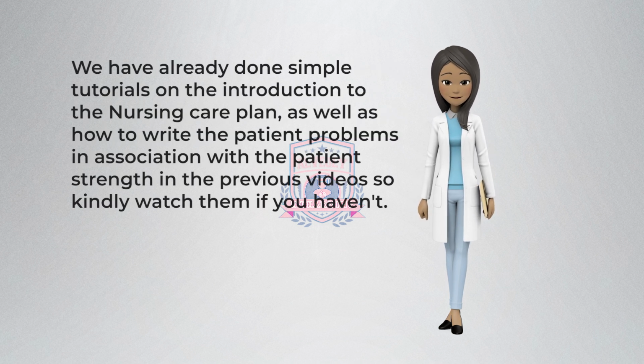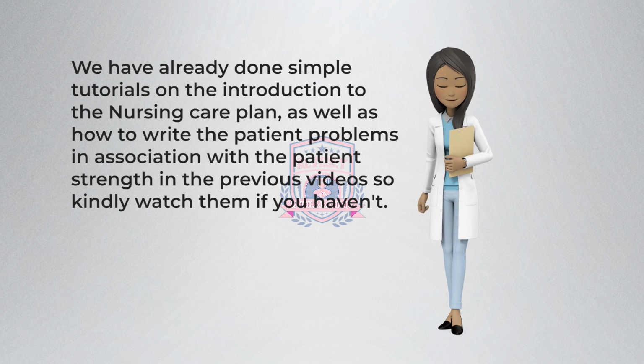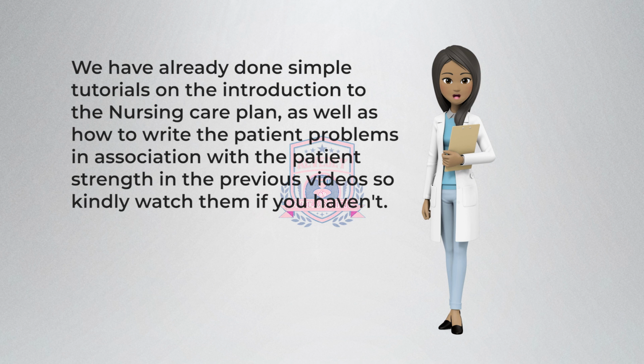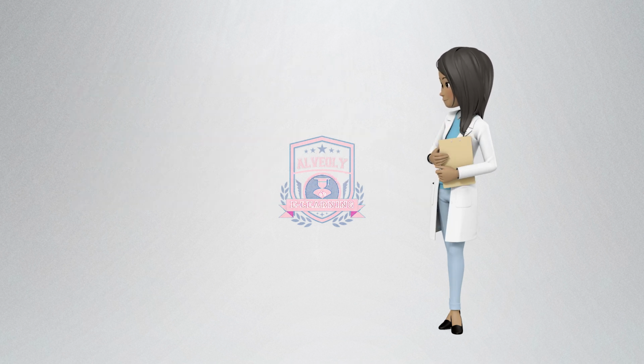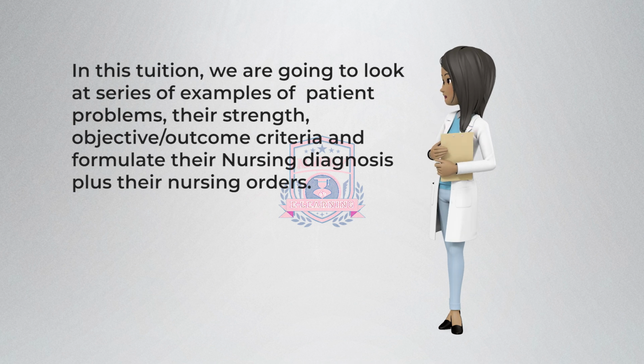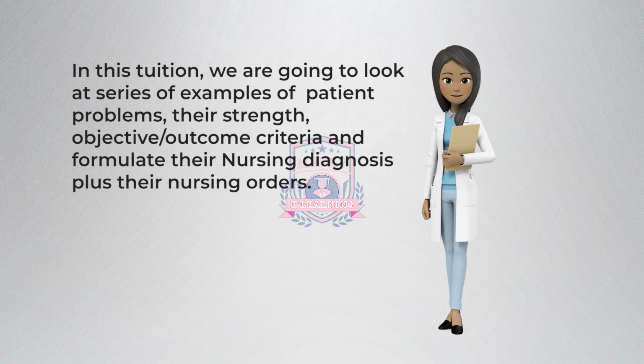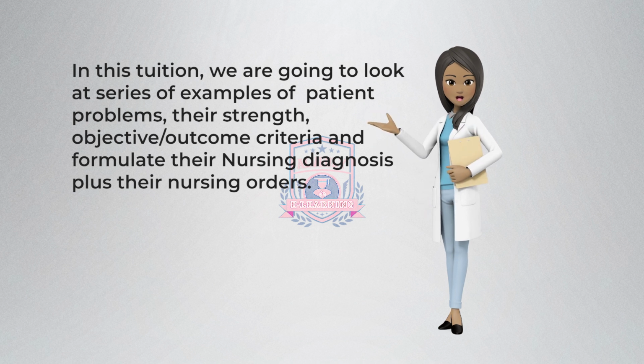We have already done simple tutorials on the introduction to the nursing care plan, as well as how to write the patient problems in association with the patient strength in the previous videos. So kindly watch them if you haven't. In this tuition, we are going to look at a series of examples of patient problems, their strength, objective outcome criteria, and formulate their nursing diagnosis plus their nursing orders.